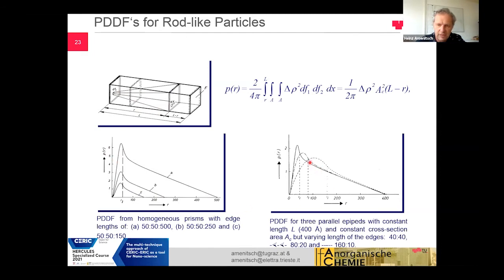This is shown up here. If you have different dimensions, you have different cross-sectional terms, but the same length L, so it levels off the same. Here you see the influence of the cross-sectional term in the pair distance distribution function.